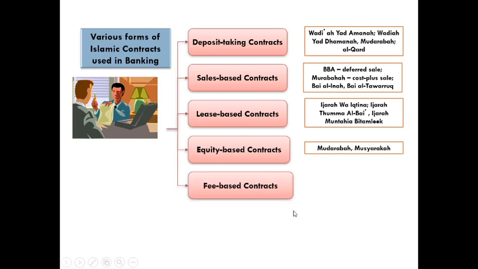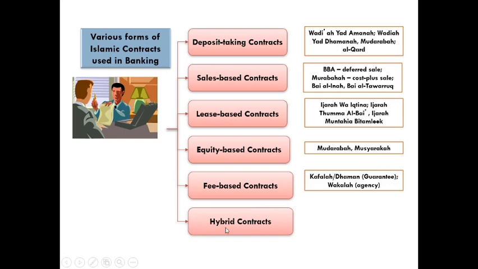And then we have fee-based contracts. Fee-based contracts are such as Kafalah, Dhaman, and also Wakalah or agency. Kafalah and Wakalah are normally used in trade financing products such as Wakalah letter of credit, and we can also see the shipping guarantee, which is using the Kafalah contract. We can also see banks offering products by the name bank guarantee. Bank guarantee is also using the Kafalah contract.